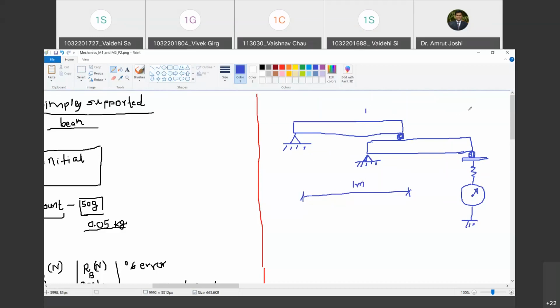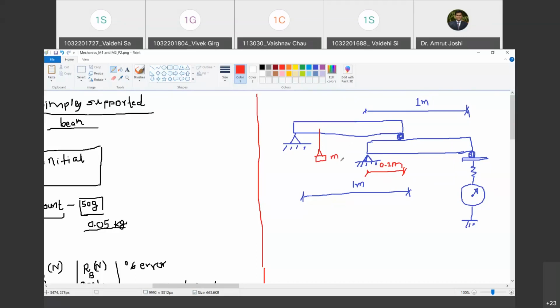Are you with me? Yes, sir. So this beam also is of 1 meter length, and the other beam is also of 1 meter length. This overlap which we have is 0.2 meters, that is 200 mm. Are you with me? Yes, sir. 0.2 meter. And just like the first case, we are going to suspend weights at distance x.